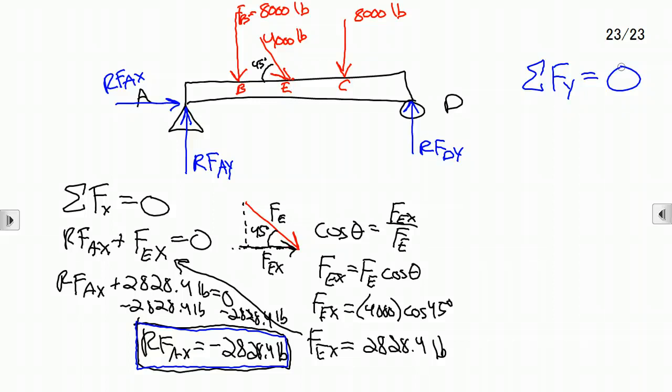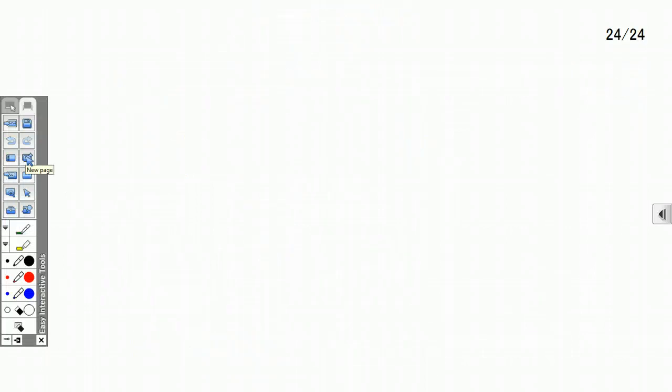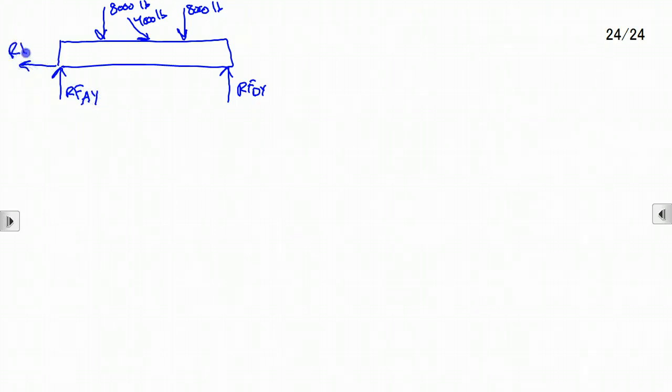So RFAY, I'll tell you what, let's put this on a new slide, because I'm going to run out of room already, I can tell. So again, I have the beam, there is 8,000 pounds here, there is 4,000 pounds at a 45-degree angle, 8,000 pounds, and then I have RFDY, I have RFAY, and RFAX, going to the left.